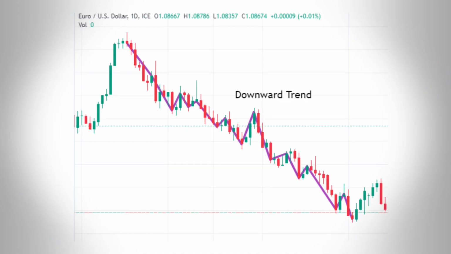So how about a downward trend? For a downward trend, you connect lower highs and lower lows. You can also use your drawing tools, as you can see here in purple ink.